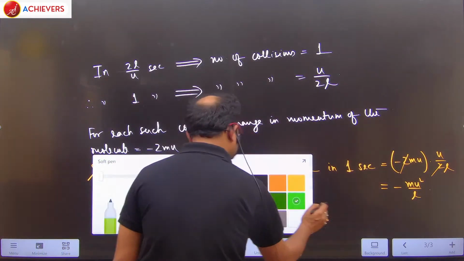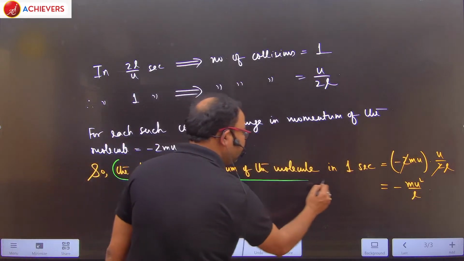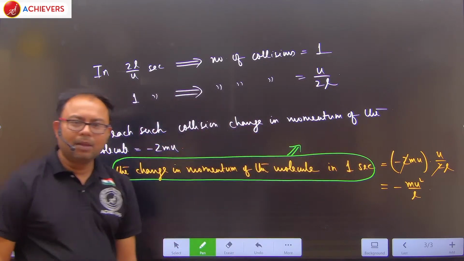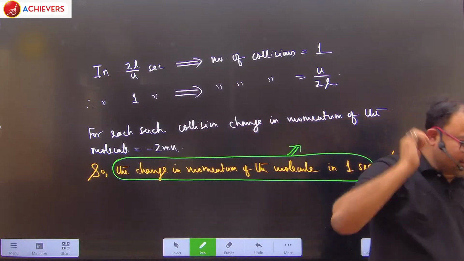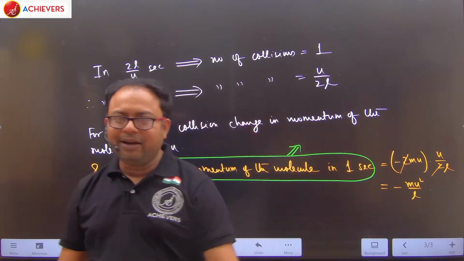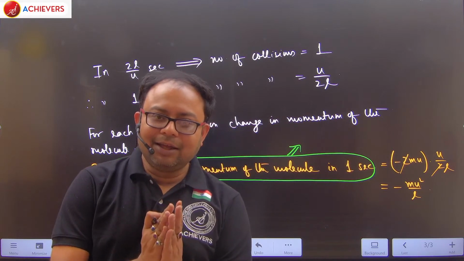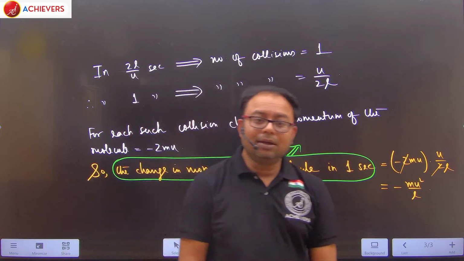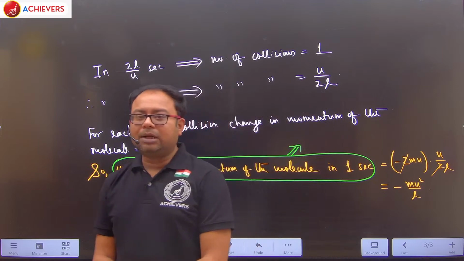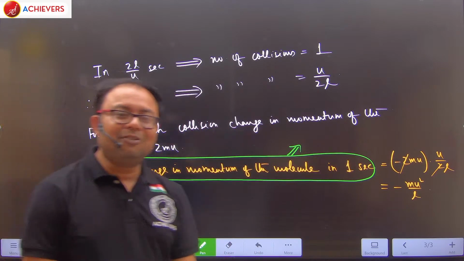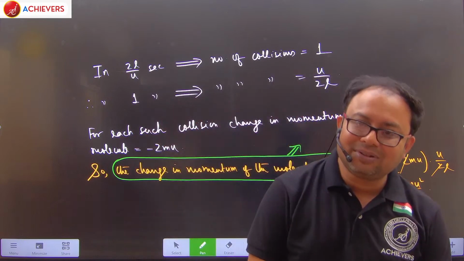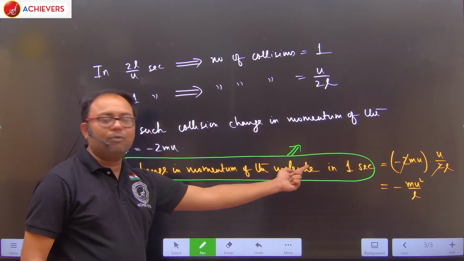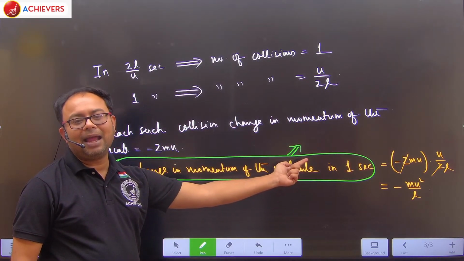Now, students, what does this mean? The change in momentum of the molecule in 1 second. Let us get back to our secondary level, and let us recapitulate what we have studied in Newton's laws of motion. In Newton's second law of motion, we studied that the rate of change of momentum is nothing but the force. So this is nothing but the rate of change of momentum, the change in momentum in 1 second. So this is the force applied on the molecule.